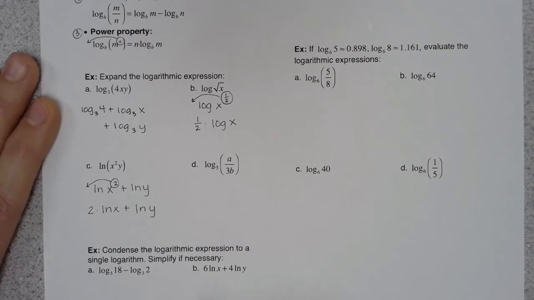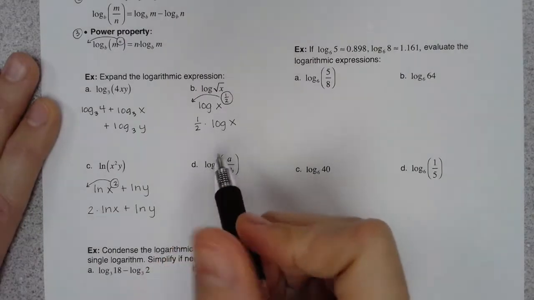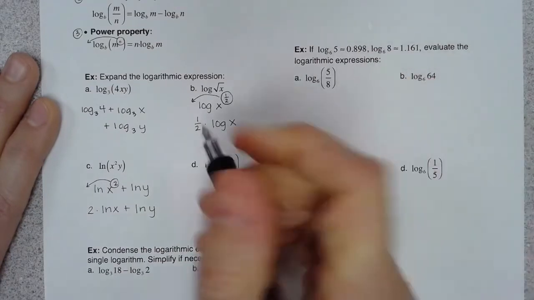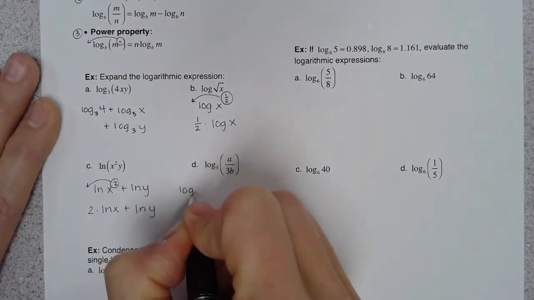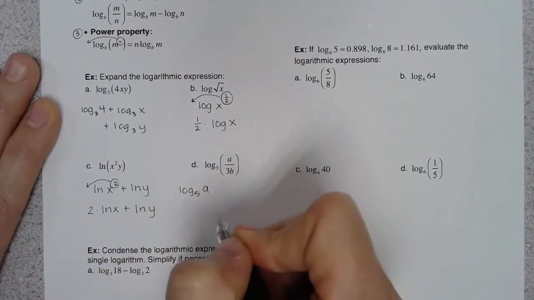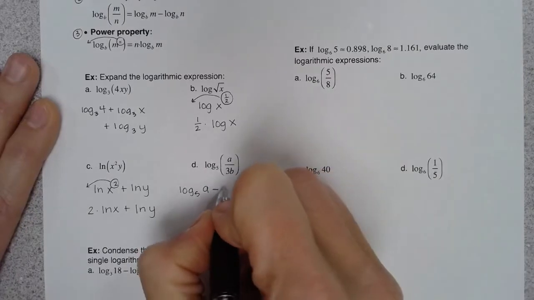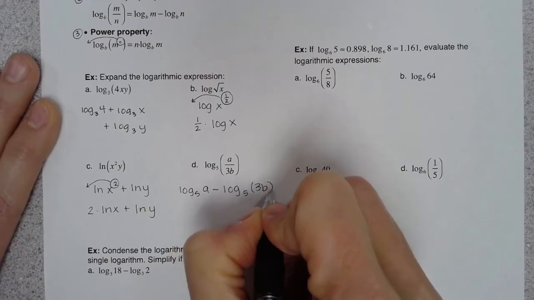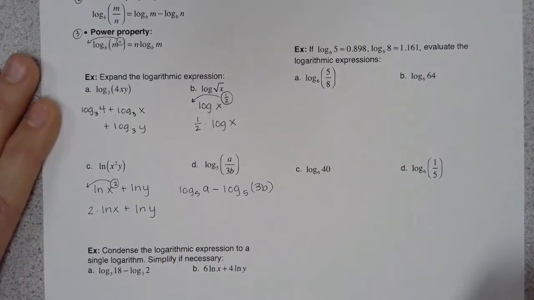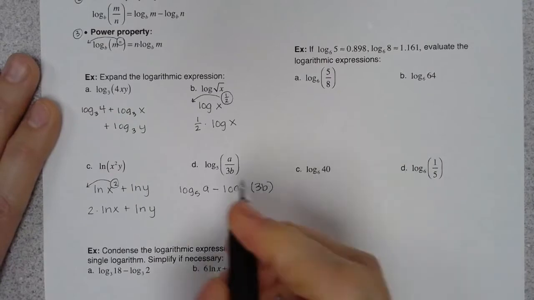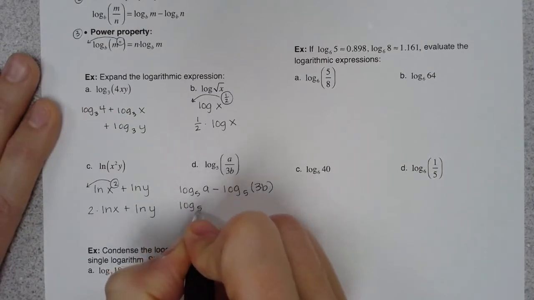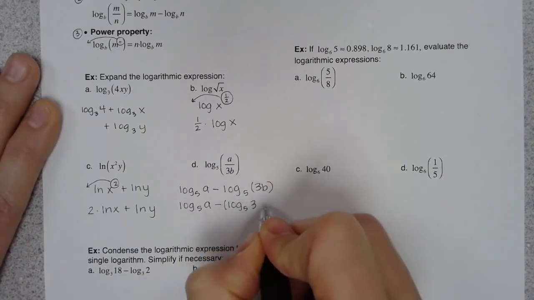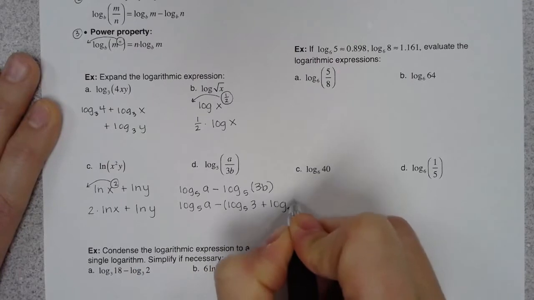And then lastly on letter D, this one's going to have a couple things we need to do. So you see how this one here has a quotient, right? So it's division. So we're going to do, let's see, log base 5 of a, so that's the top part, and then it's going to be minus, because this is in the bottom, log base 5 of 3b, and it's both of those things that are still there. Now remember, this is a product, however, and so we can further expand it, so it's going to be log base 5 of a minus log base 5 of 3 plus log base 5 of b.